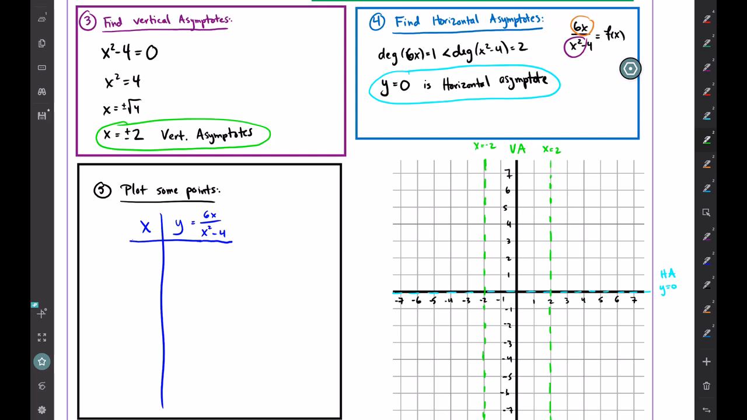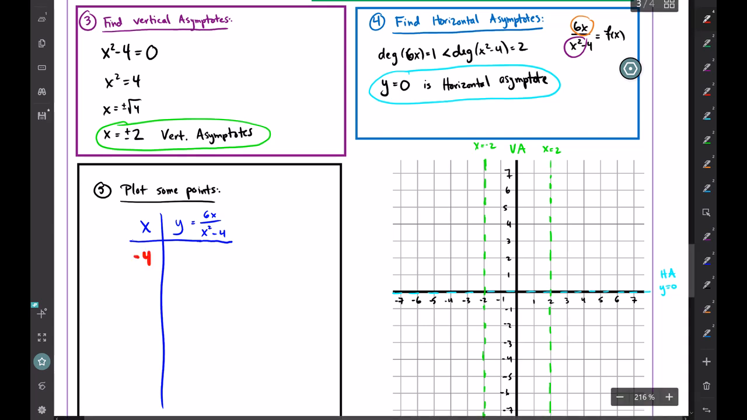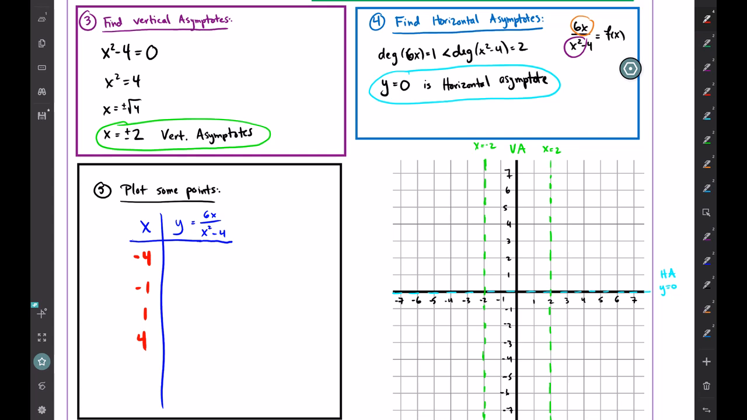Okay, the final thing to do is to plot some points. And so you want to pick some x values to the left of -2, to the right of -2, to the left of 2, and to the right of 2. So I'm going to pick -4, -1, 1, and 4. And you could pick many more points, but let's just start with these for now, and then maybe we'll add some more if we need more data.